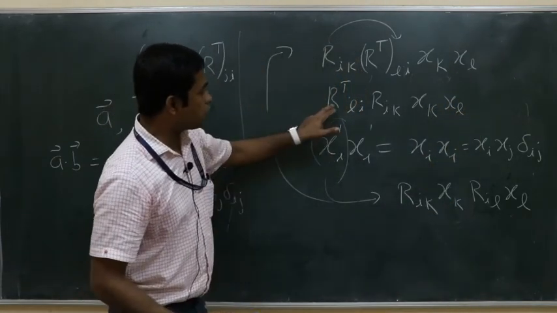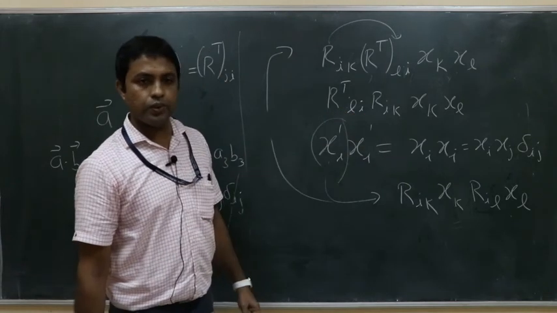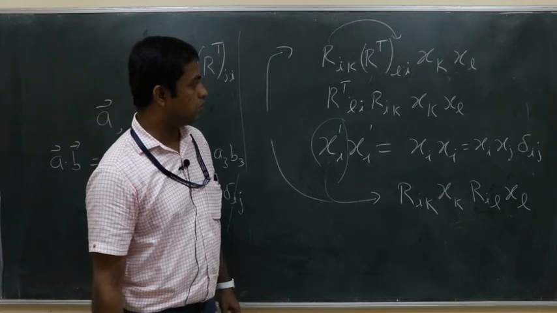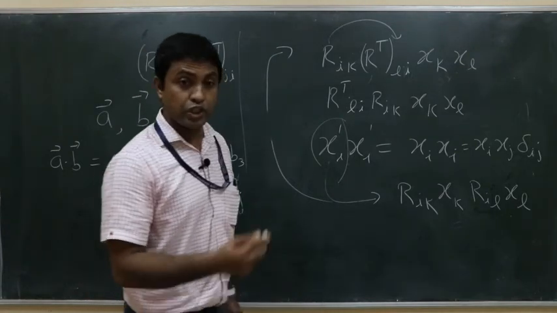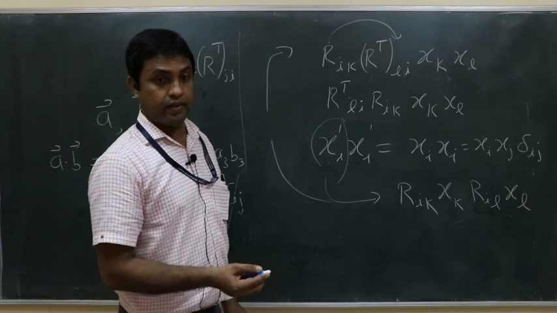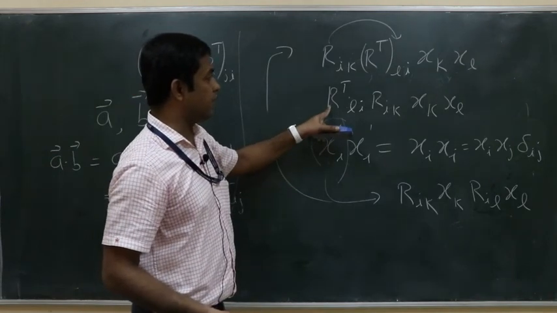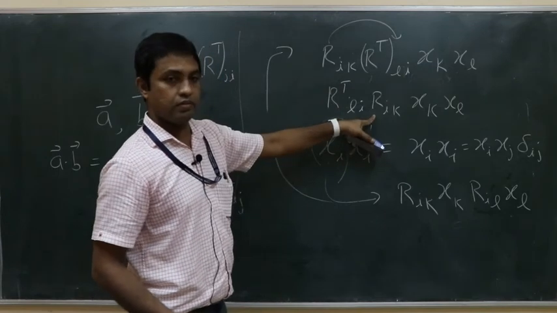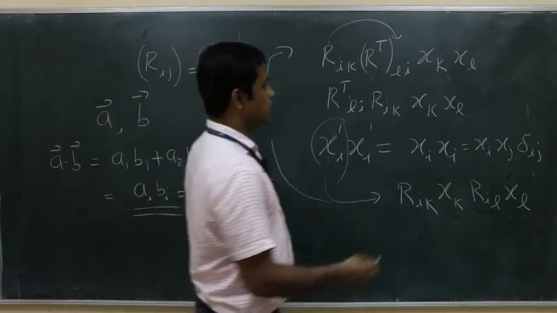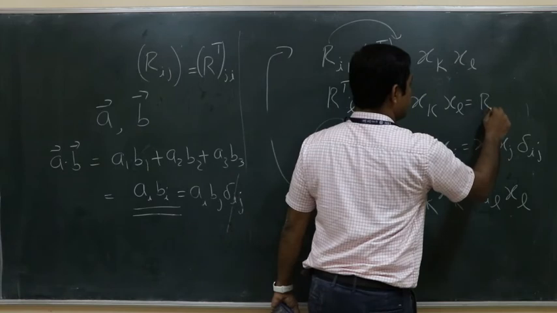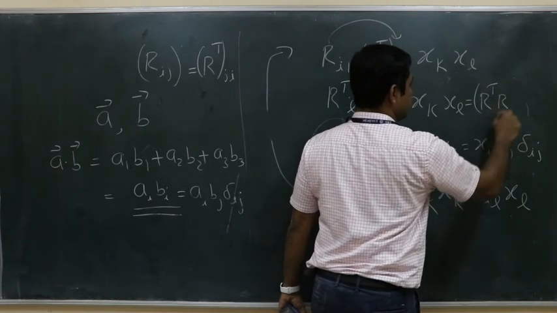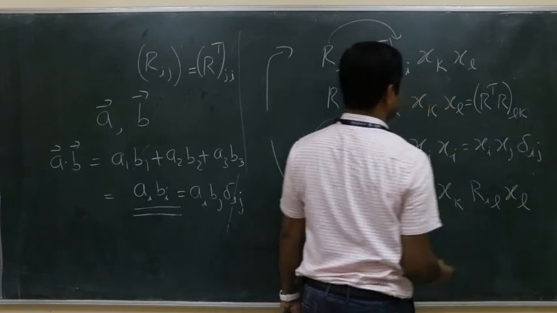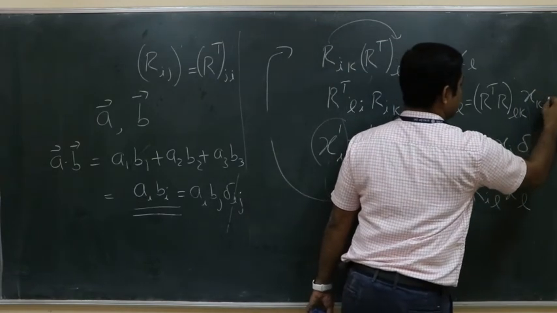What is R transpose_li into R_ik? What is that equal to? It will be R_lk. R transpose into R_lk. The multiplication of the matrix R transpose with R, its lk-th component, is this one. So this is the same as (R transpose R)_lk, then S_k S_l.